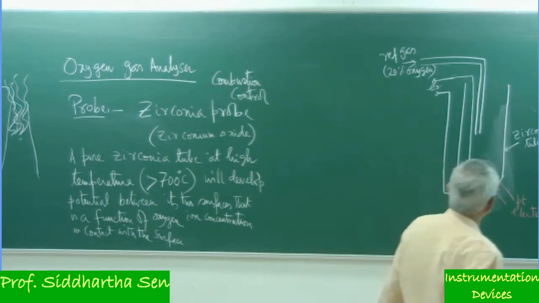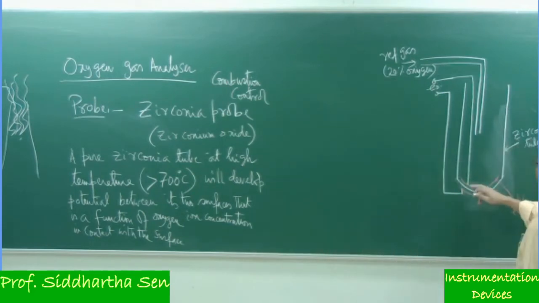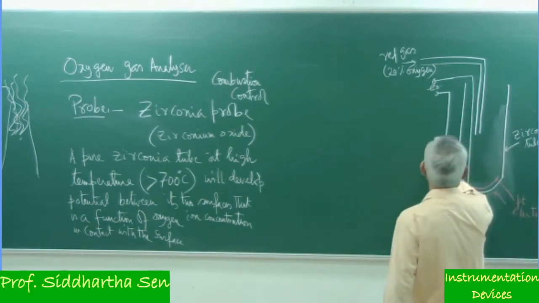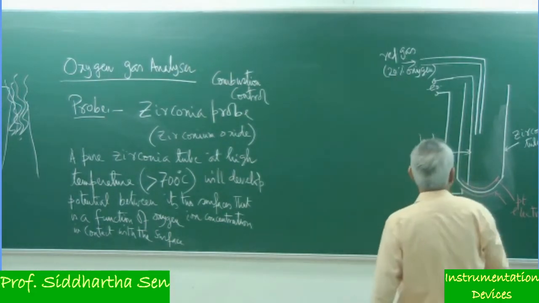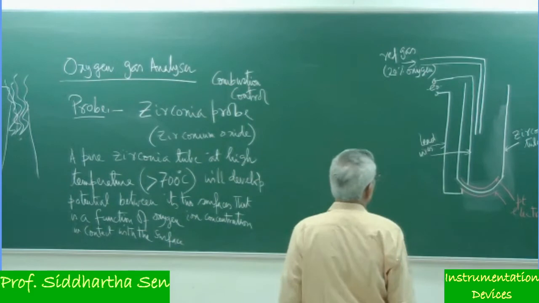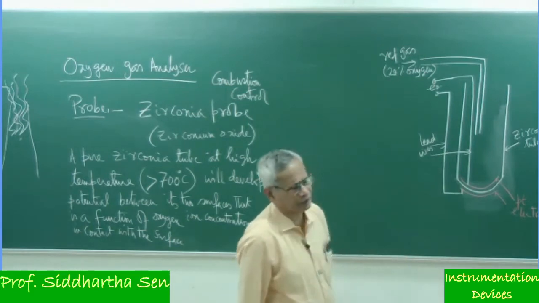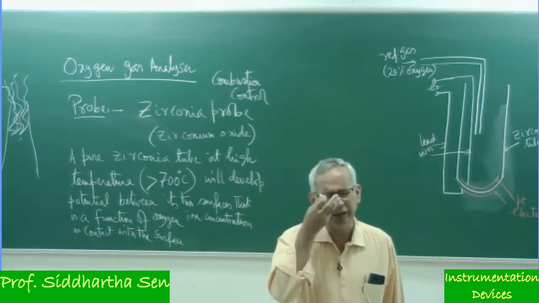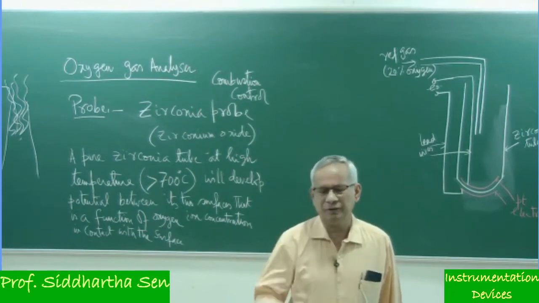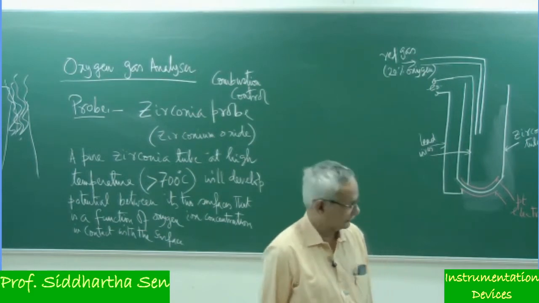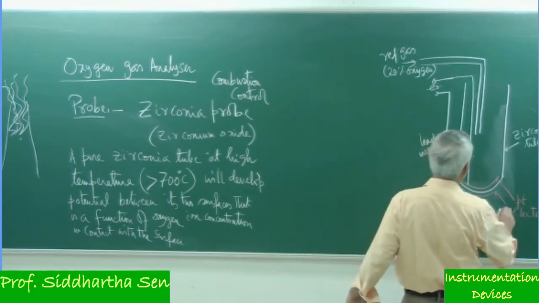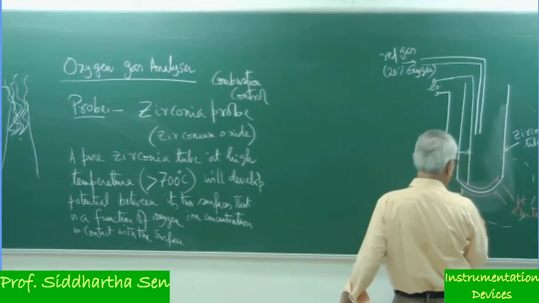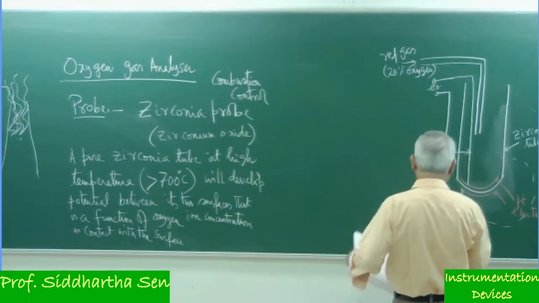What we have is a zirconia tube. We will have to somehow heat the zirconia tube until the temperature becomes more than 700 degrees Celsius. The outer surface is exposed to the unknown measuring gas.